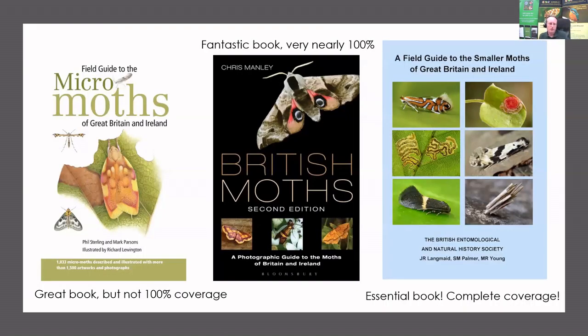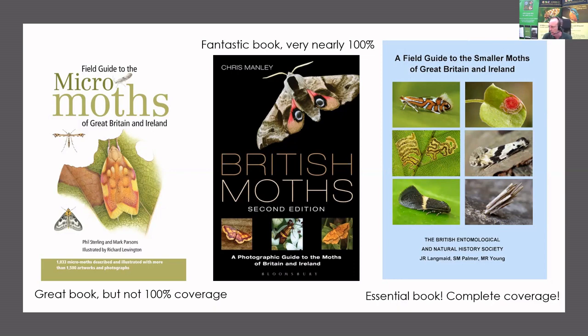Now, these days, you guys are exceptionally fortunate. There is an awful lot more information readily available. The idea that you could go to a couple of field guides and have pictures of most species. Phil Sterling and Mark Parsons's book is fantastic, because there are quite a lot of readily identifiable micros. But then Chris Manley really pulled out all the stops and produced his second edition photographic guide, which has very nearly all of the British species.